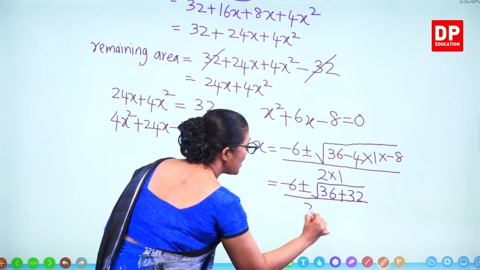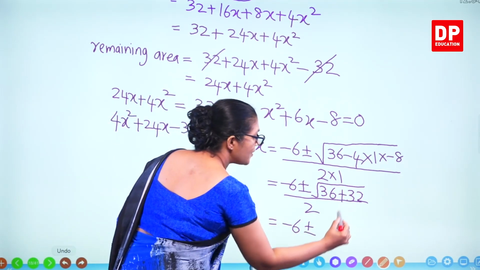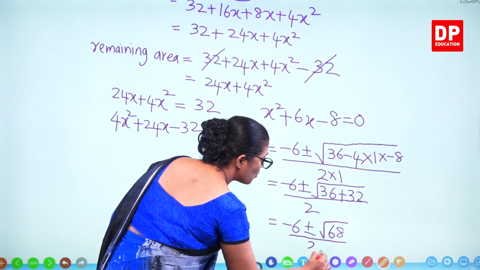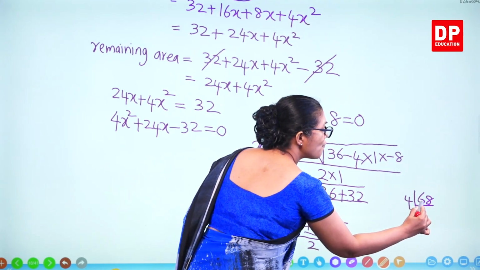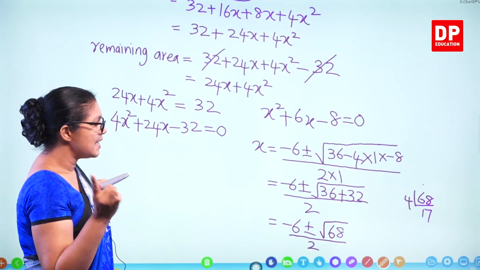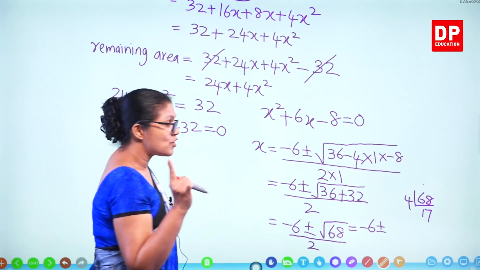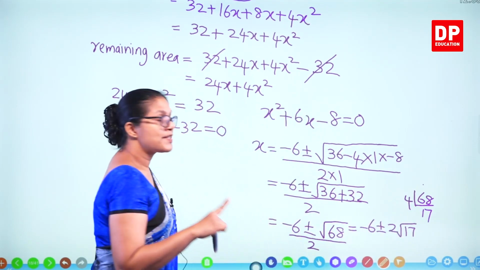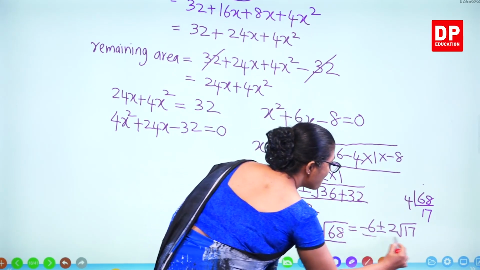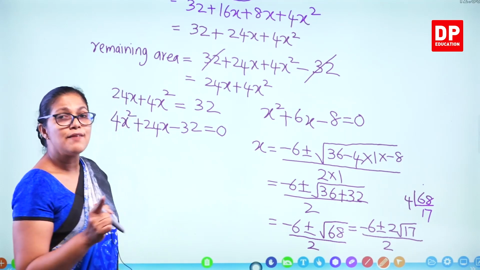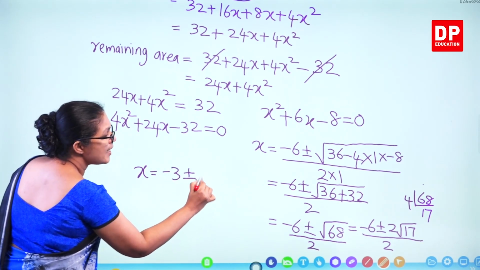When you take the square root, what do you get? Simplify. You get 36 plus 32 is 68, so the square root of 68 over 2. Now, 68 when you divide by 4 is 17, so 4 times 17 is 68. So you can write this as minus 6 plus or minus root 4 times 17. That means 2 root 17. So you can take 4 out, you get 2 here, and divide by 2. Now you can divide both numbers by 2. When you divide by 2, you get minus 3 plus or minus root 17.